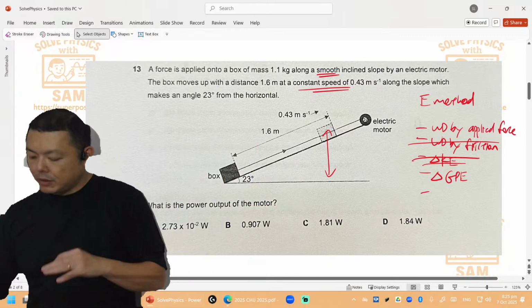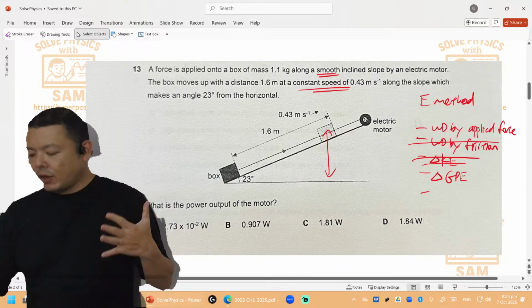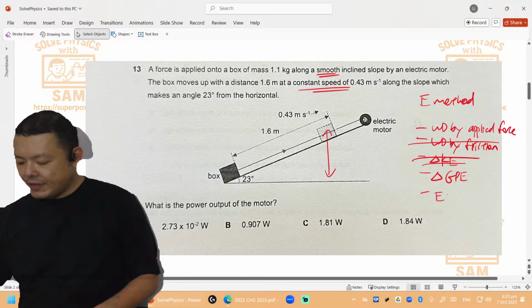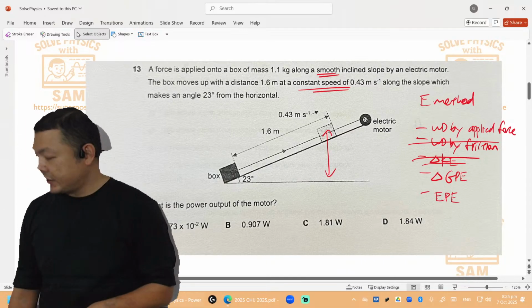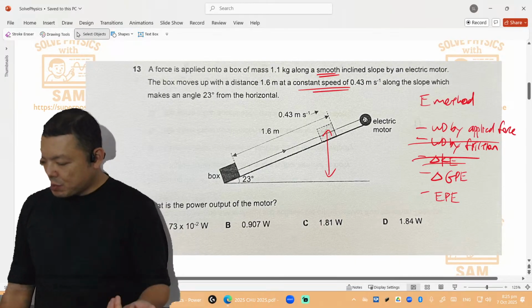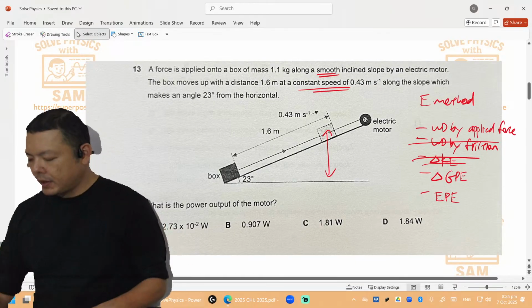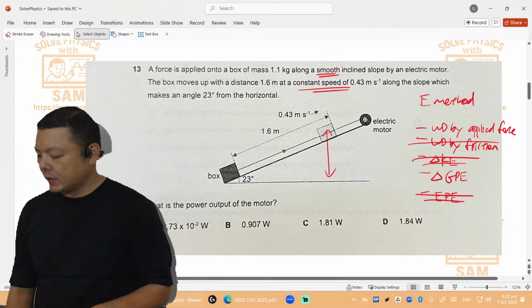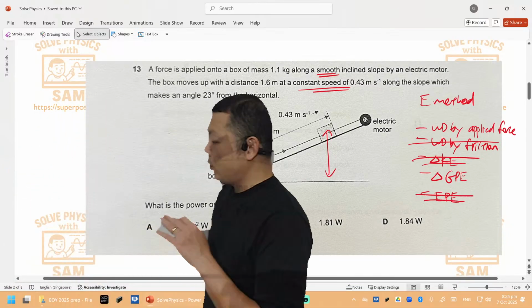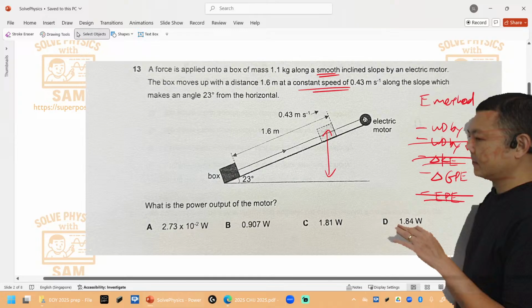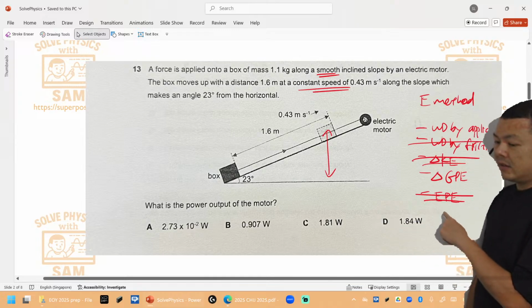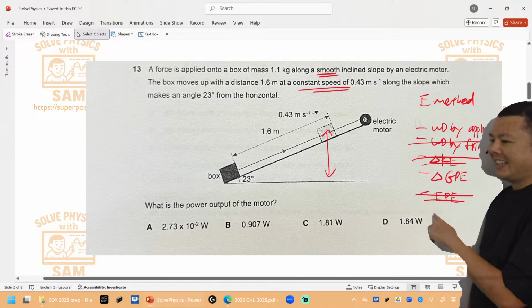There is a 5th one, but it's not very common, and that is if they ask you for elastic potential energy. But then you will need a spring or some elastic rope, so this is not our concern here as well. Do we have to know a formula for that? Don't need. Half kx squared, have you heard of it? No. Okay, then don't need.